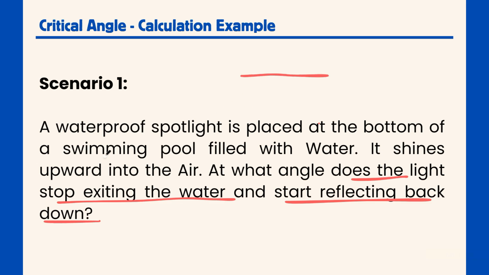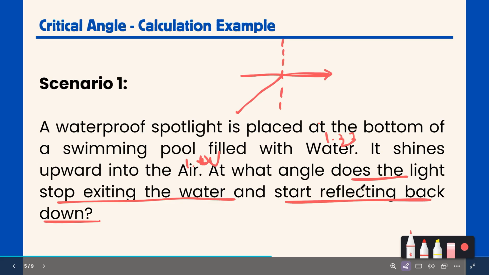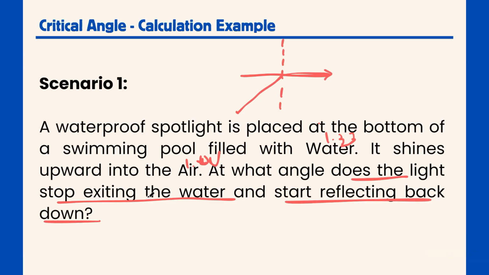So, to illustrate this, we have here water to air. Water is denser than air. So it looks like this: this is the swimming pool, this is the light source, and this is our normal line. What we are looking for is the critical angle, because we want to know at what angle the light stops exiting the water and starts reflecting back down. That means our angle of refraction here is automatically 90 degrees.